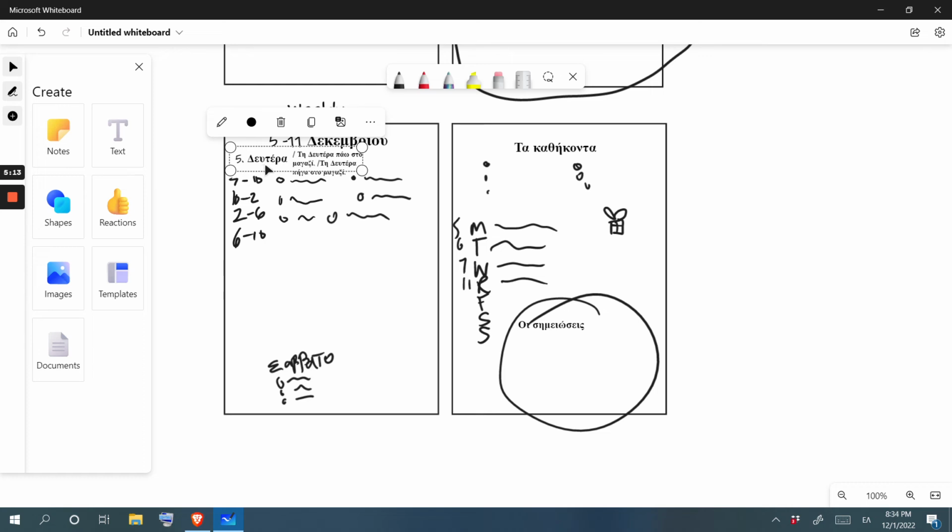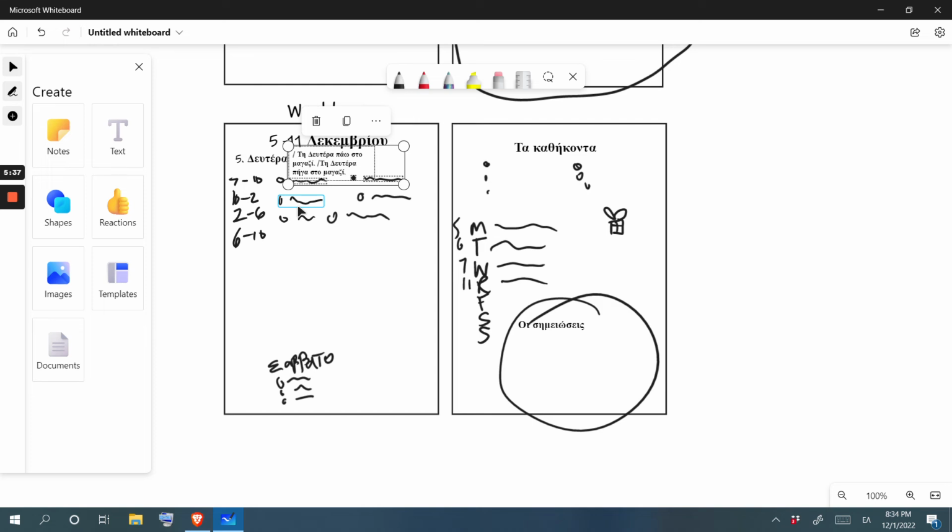So normally, if you're an absolute beginner in the language, just use the day. If you're starting to learn more about sentence structure and you've learned how to say, like, on Monday, for example, as I have here, I would start using sentences for that day line. So here I have "Deftera pao sto magazi." So on Monday, I go to the store.